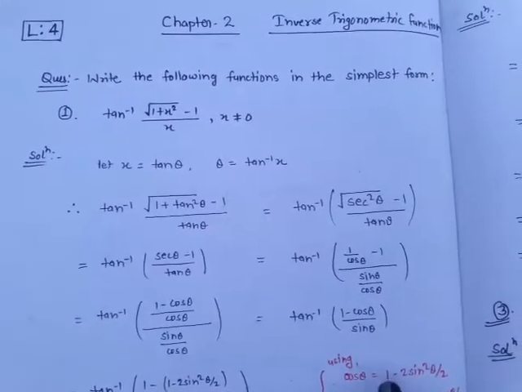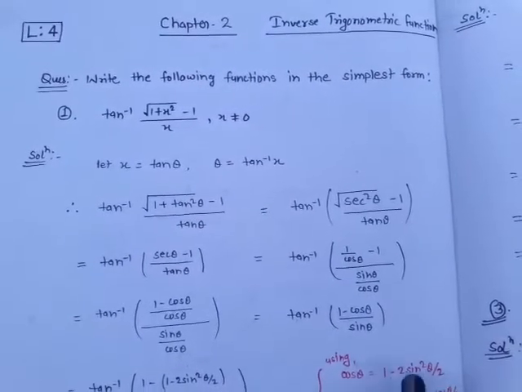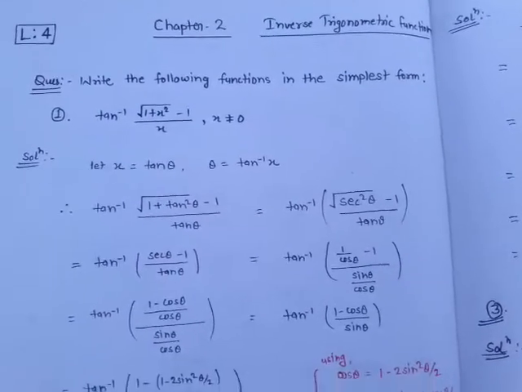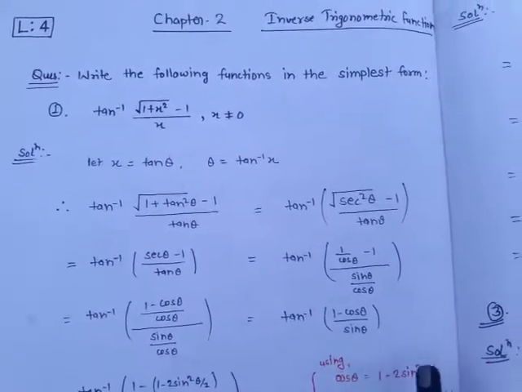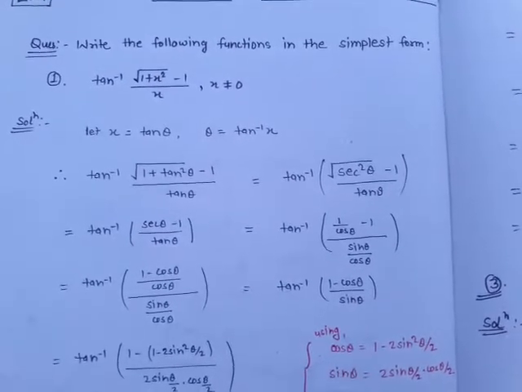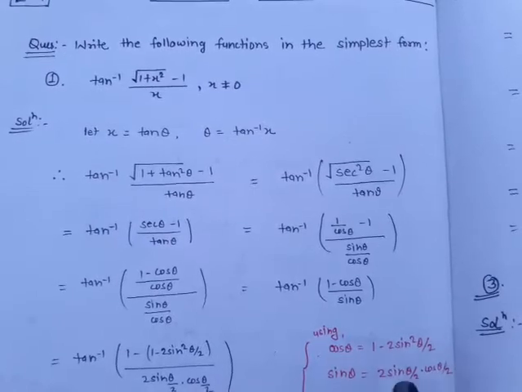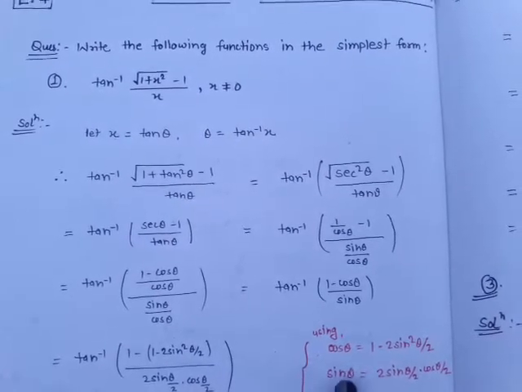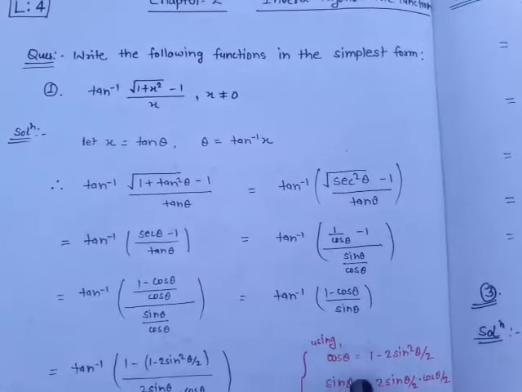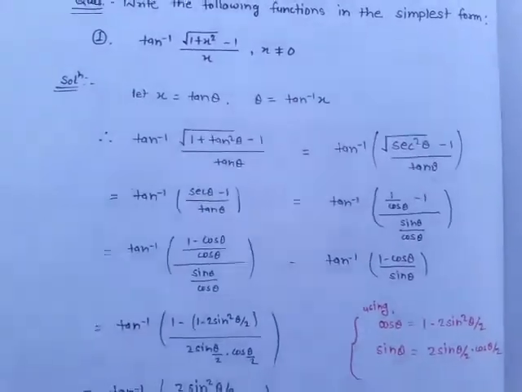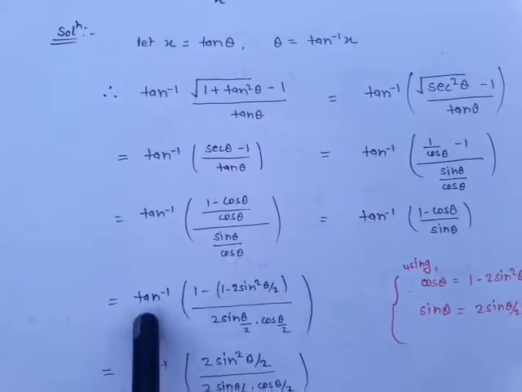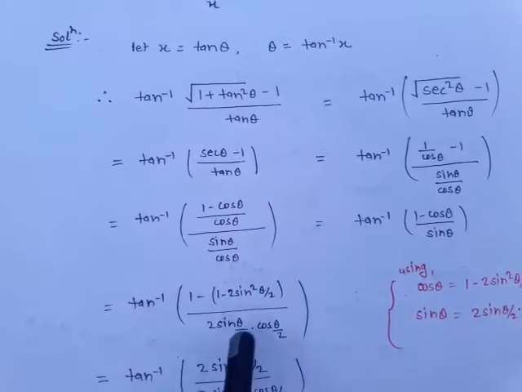Cos theta is equal to 1 minus 2 sin square theta by 2. We know that the value of cos 2 theta is equal to 1 minus 2 sin square theta, and in terms of theta it converts into theta by 2 terms. We know that sin 2 theta is equal to 2 sin theta cos theta, but in terms of single theta, sin theta is equal to 2 sin theta by 2 dot cos theta by 2. Now putting these two values in this form, we get tan inverse of (1 minus (1 minus 2 sin square theta by 2)) whole upon 2 sin theta by 2 dot cos theta by 2.